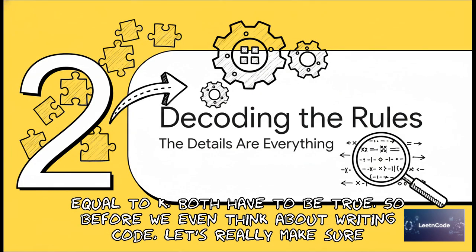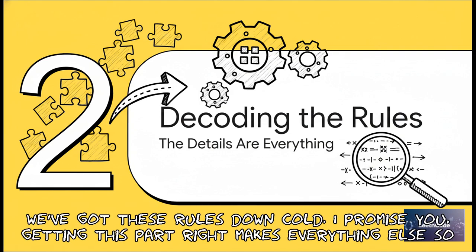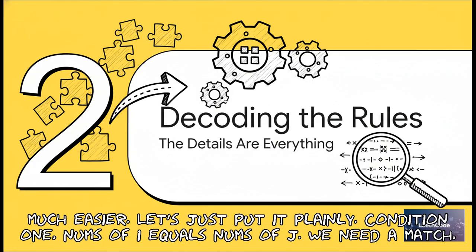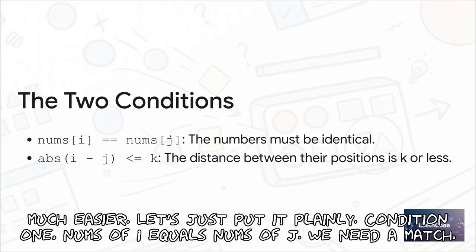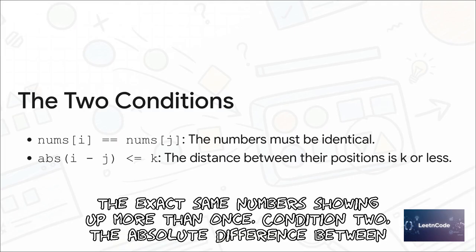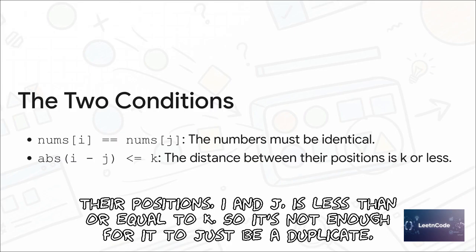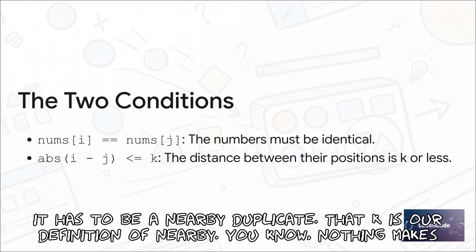So before we even think about writing code, let's really make sure we've got these rules down cold. I promise you, getting this part right makes everything else so much easier. Let's just put it plainly. Condition 1, nums[i] equals nums[j]. We need a match, the exact same number showing up more than once. Condition 2, the absolute difference between their positions, i and j, is less than or equal to k. So it's not enough for it to just be a duplicate, it has to be a nearby duplicate. That k is our definition of nearby.